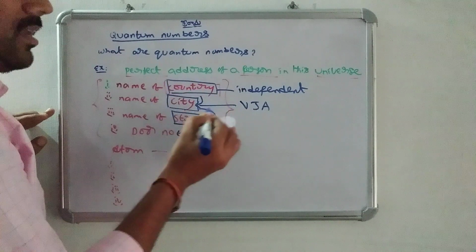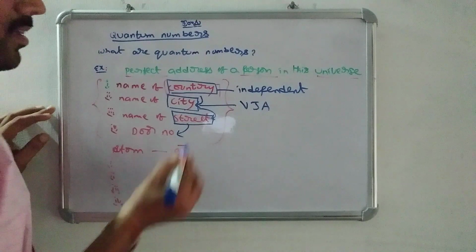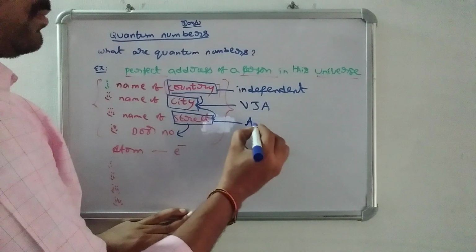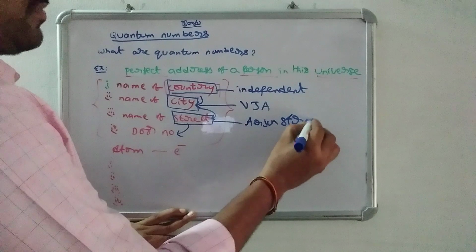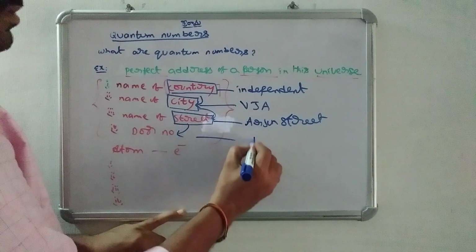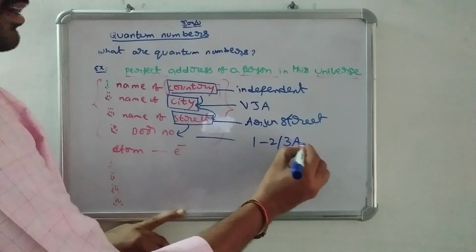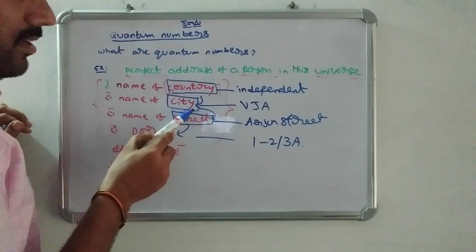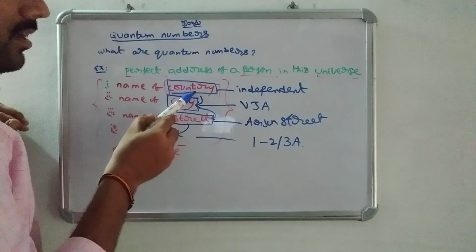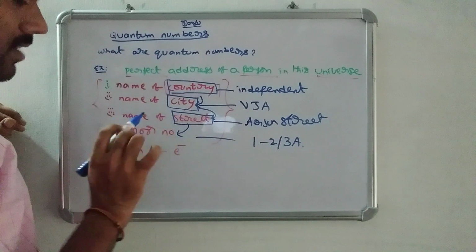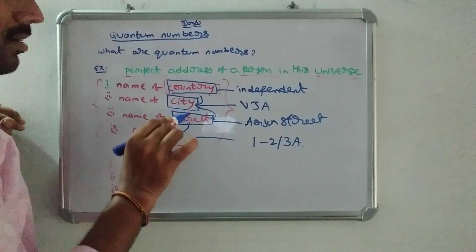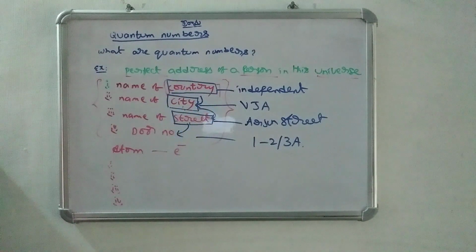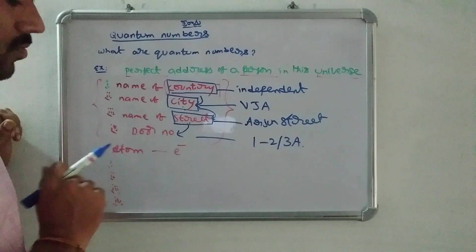Vijayawada is the city that is in India. Okay, in this Vijayawada street, for example Arjun street, your wish, in that Arjun street door number 1-2/3A, like this. Okay, right. This street depends on city, this city depends on country. Therefore the street is dependent on city, city depends on country, but country is independent. We have to remember that point. Understood? Okay.